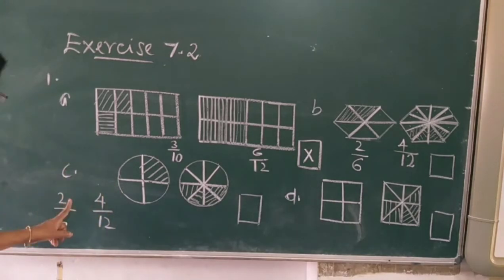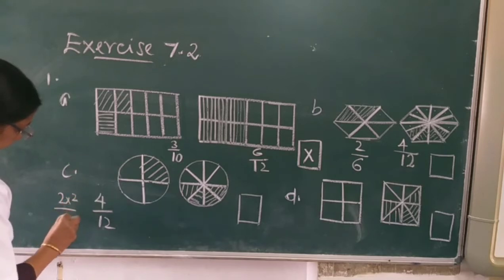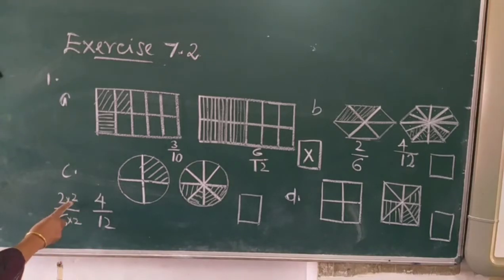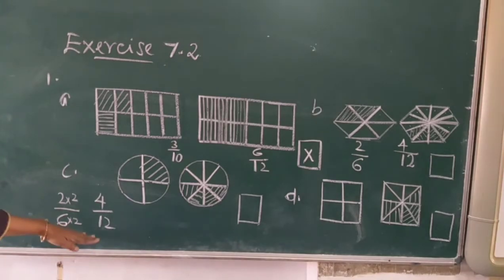Okay, the numerator is 2. Here the numerator is 2. Then here it is 4. 2 into which number is 4? 2 into 2 is 4. I got a number 2. So I am going to multiply both numerator and denominator by the same number. 2 into 2, 4. 6 into 2, 12. Isn't it? 2 into 2, 4. 6 into 2, 12. That means these two are equivalent fractions.